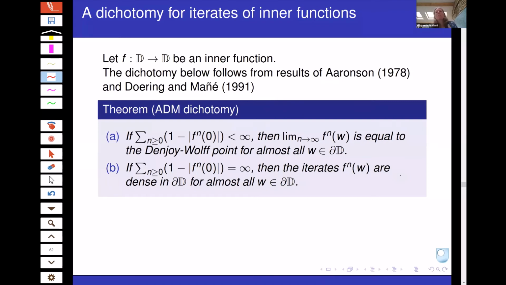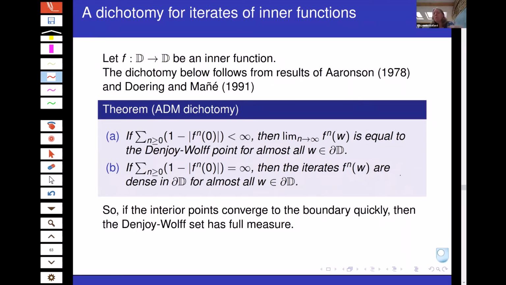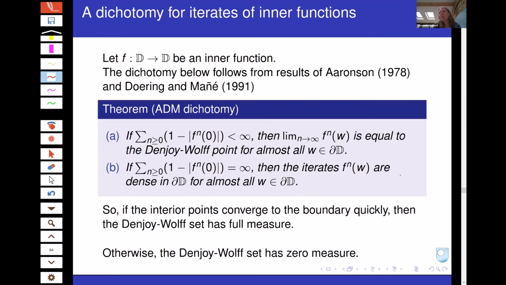So just to summarise, if the interior points converge to the boundary quickly, then the Denjoy-Wolff set has full measure. Almost all points on the boundary have the same limiting behaviour as the interior points. And otherwise, it has 0 measure. So this is a subset of the result, but this is the key thing that we're interested in. So points go towards the boundary quickly, and we have full measure: almost all points on the boundary do the same, and otherwise almost no points on the boundary do the same.